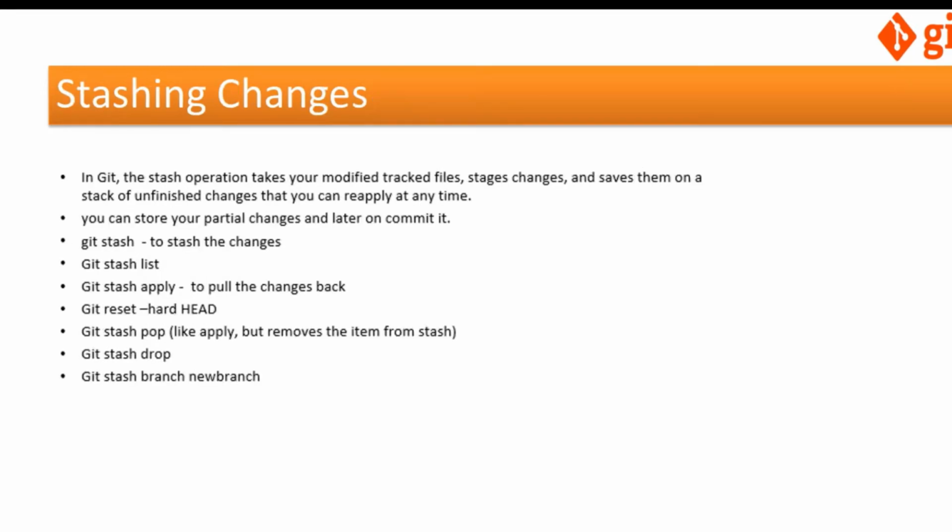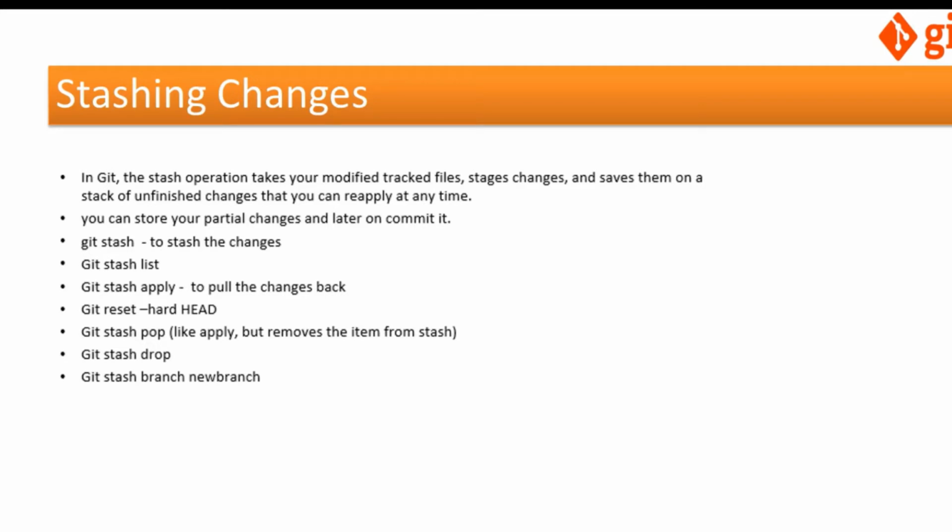Stashing changes: in Git, the stash operation takes your modified tracked files, stashes the changes, and saves them on a stack of unfinished changes that you can replay at any time. What does that mean? Let's say I'm working on a branch like master, but the work is not finished. I want to do some other activity, so I'll stash my changes, check out other branches, and on top of that do the other activity.